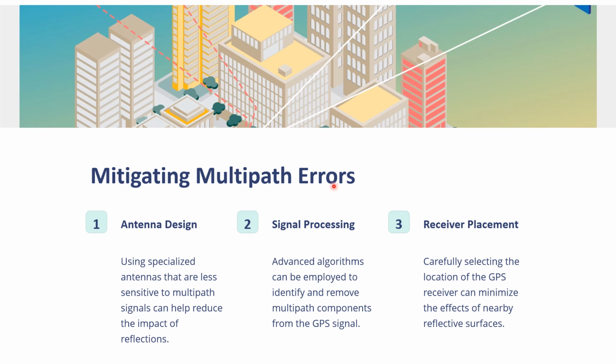To mitigate that, we need to adopt some methods. There must be specialized antenna designs that are less sensitive to multipath signals, which can reduce the impact of reflection. Advanced algorithms can remove the multipath components. If we carefully select the positioning of the GPS receiver, we can minimize the effect of nearby reflective surfaces, like the lake body mentioned in the previous slide. So we have to keep the receiver in view of the nearby reflecting surfaces. These points have to be kept in mind.